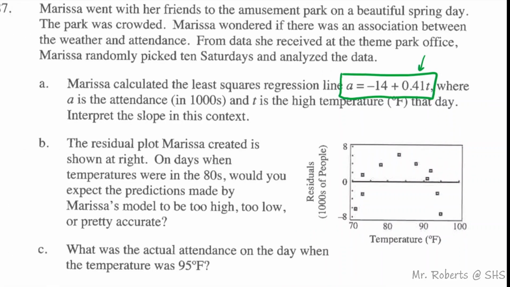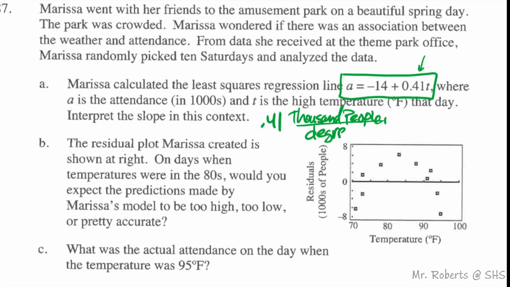It says, interpret the slope in this context. I would say that the slope is 0.41, and it's thousands of people per degree Fahrenheit. So as the temperature increases by 1 degree Fahrenheit, right? That's the run. The number of people in the park is going to increase by 410. And I know it says 0.41, but remember these are thousands of people. So 0.41 of 1,000 is 410 people. All right, so it's positive. The warmer it is, the more people show up.